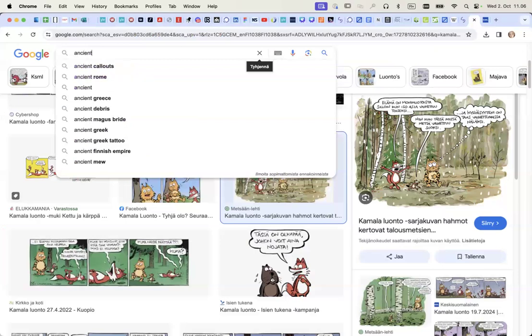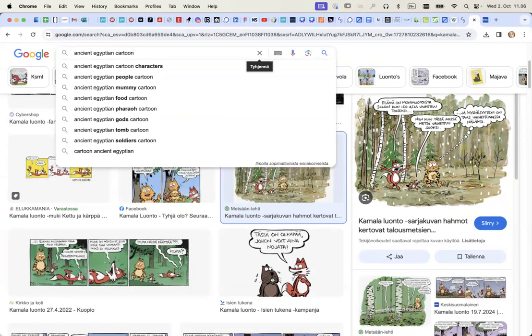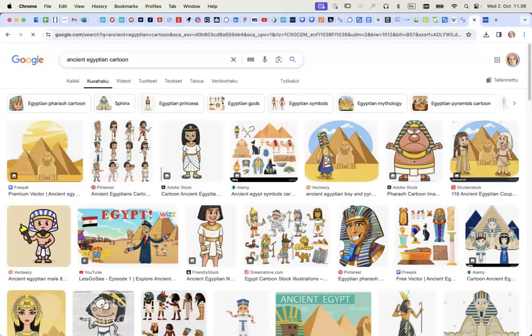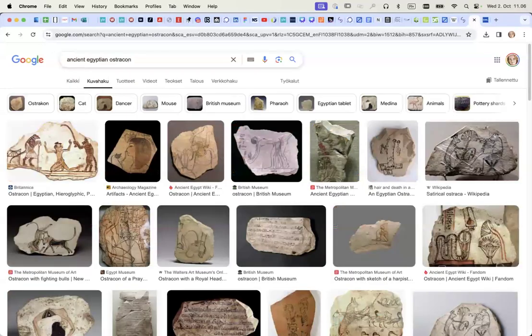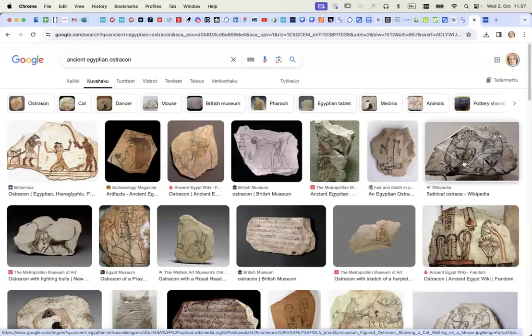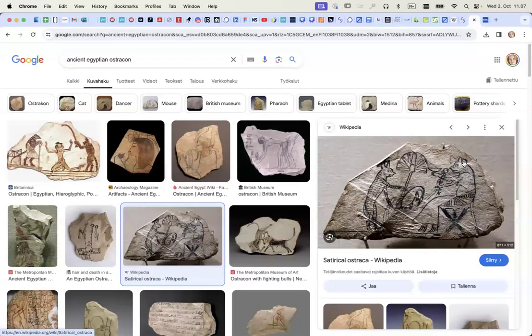okay, let's see, ancient Egyptian cartoons. No, I didn't mean this. There we have ostracons. Okay, so you are all grown up, so I don't think that will shock you in any way. So here's what they have.